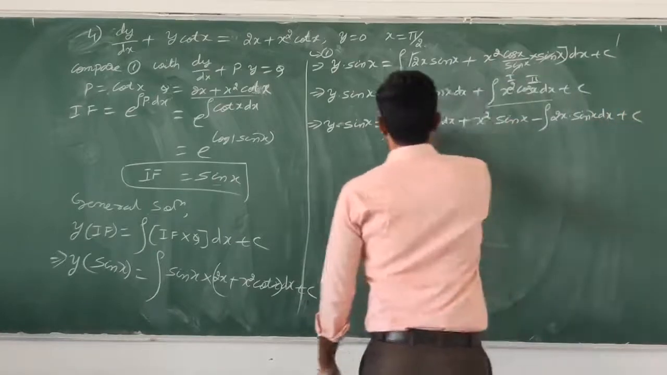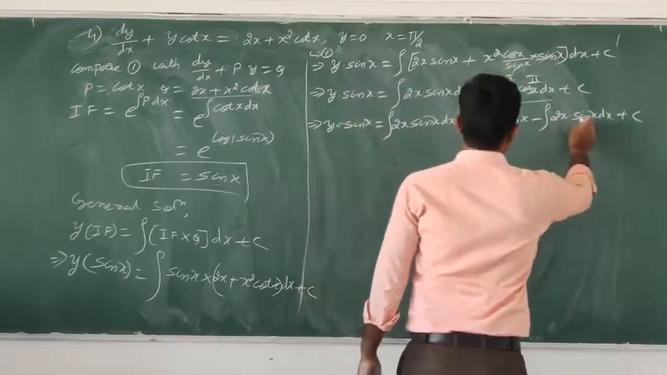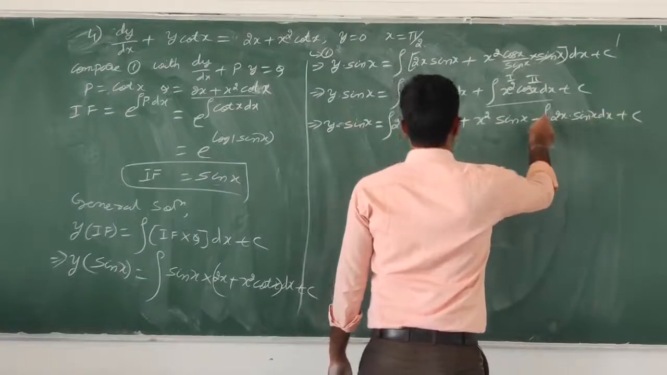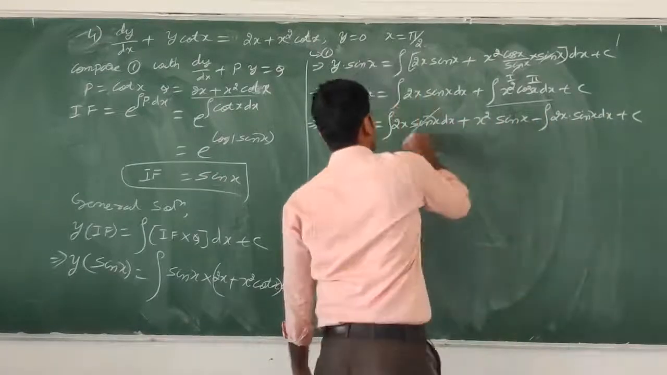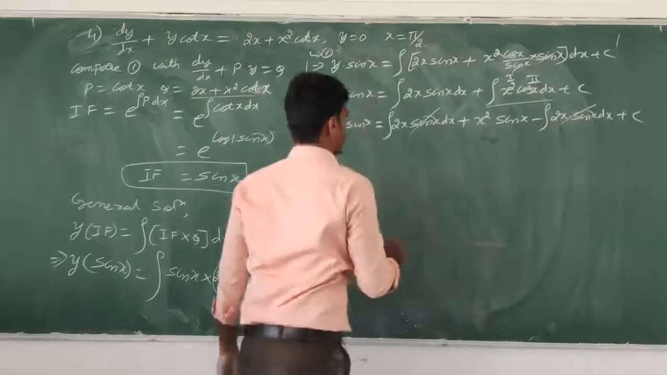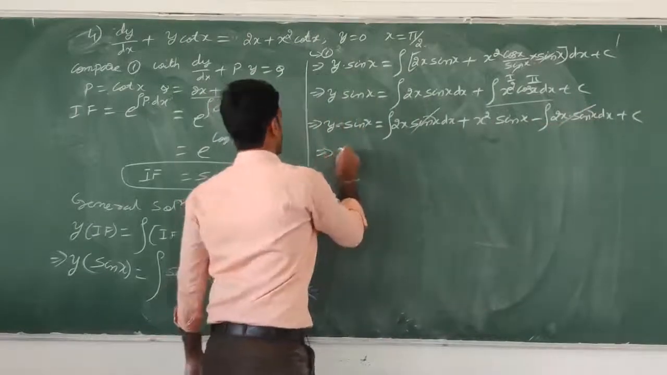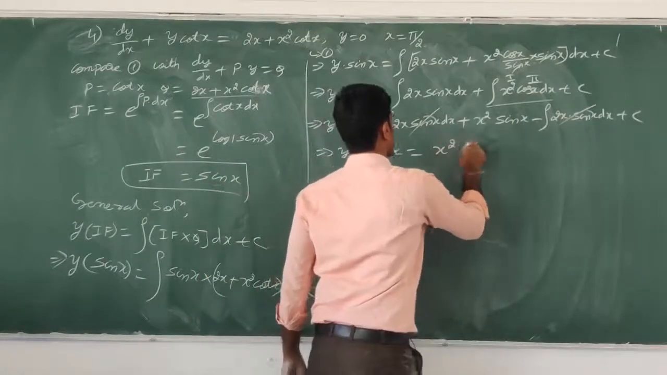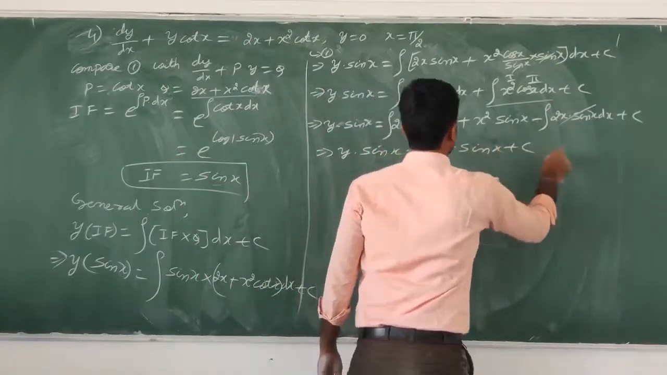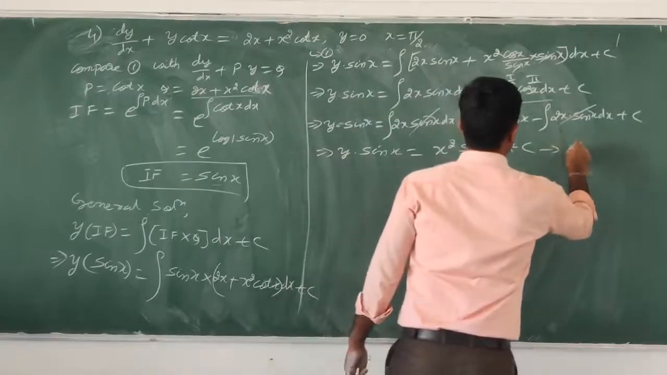Now here 2x sin x is there, and here integration of 2x sin x into dx is there with a negative sign. Opposite sign, same integral, therefore those two cancel. So finally we have y into sin x is equal to x square into sin x plus c. Okay, call this equation star.